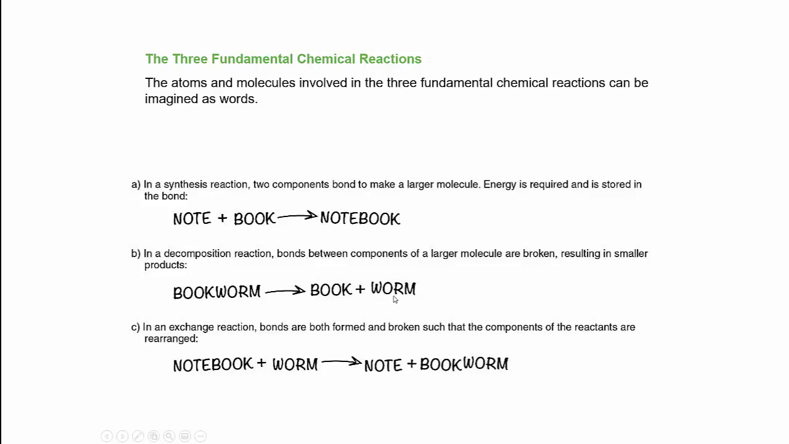Now, in an exchange reaction, the bonds are both formed and broken such that the components of the reactants are rearranged. So we can take notebook, we can take worm, and what will happen is note and book will get broken apart, and book will recombine with worm, and now we have note and bookworm. So again, different than what we started out with, but we've just exchanged some things to form a new component here, a new reactant.